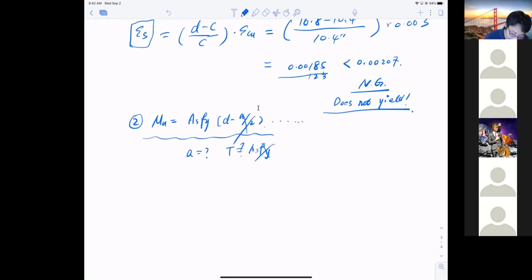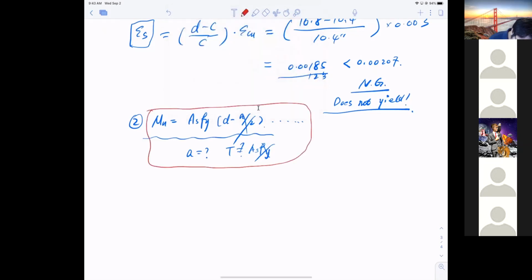So in that scenario, let me go back, okay? Since this is not working, I'm just going to put a big mark on it. So this is not working. So it does not apply.